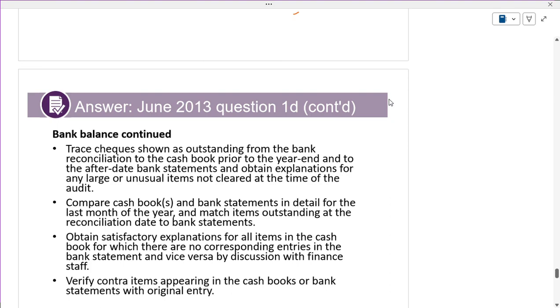Now, trace checks, a little bit advanced, at a higher level. Trace checks shown as outstanding from the bank. Nowadays, bank reconciliation statements are done with the help of software. Even if you take Excel, it is the simplest way we are doing it. We will say what has been tallied and what has not. Trace checks are the outstanding checks from the bank to the cash book.